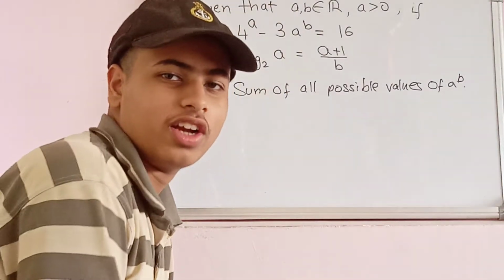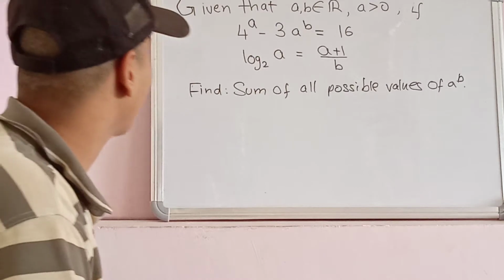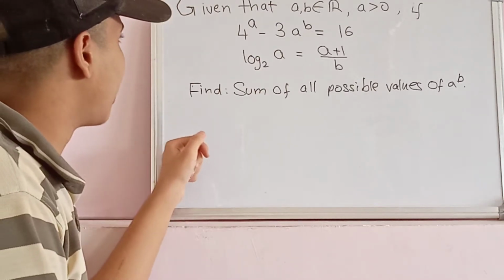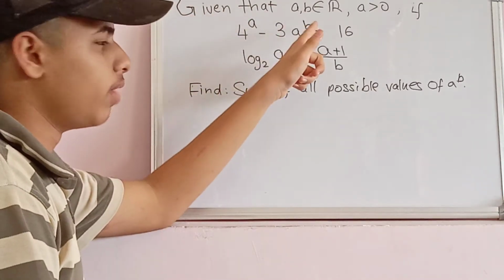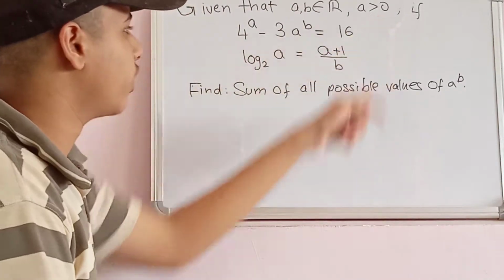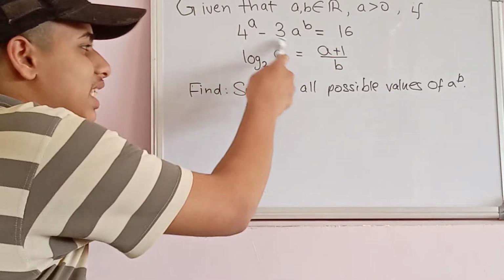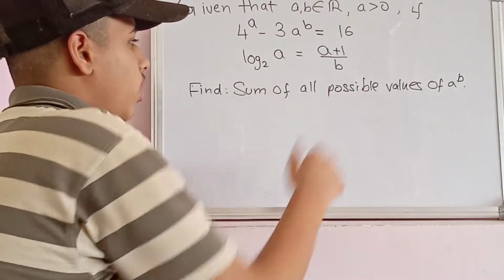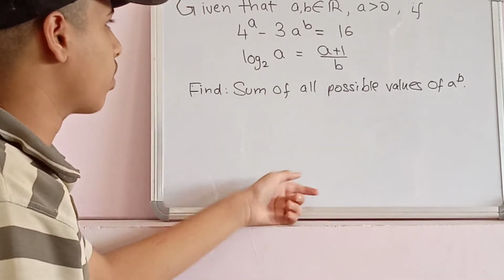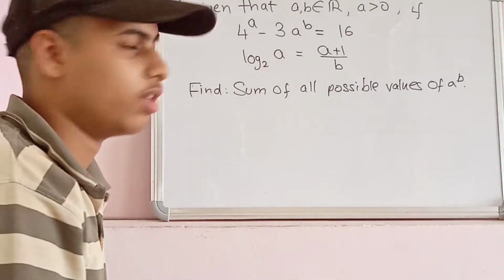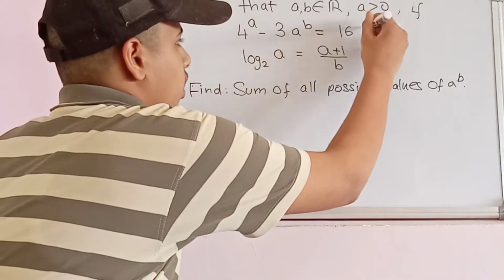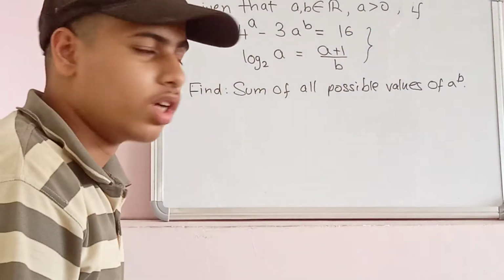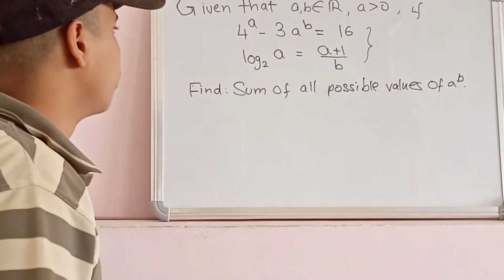Hello, today we are going to do one of these logarithmic problems. Given that a and b belong to real numbers and a is greater than 0, which makes sense because it is in this logarithm here, you need to find all the possible values of a to the power b given these two equations. So let's go ahead and work through this together.